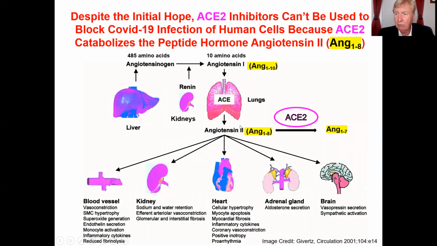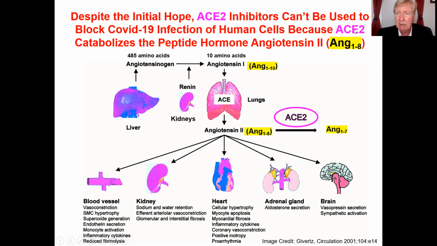Now it was very quickly discovered that angiotensin converting enzyme 2 is a primary receptor for the coronaviruses. And because of that, it was thought, well, maybe we can develop a pharmaceutical approach where we can actually block ACE2. And if we do that, we will prevent COVID-19 infections. Despite that initial hope, ACE2 inhibitors can't be used to block COVID infection.